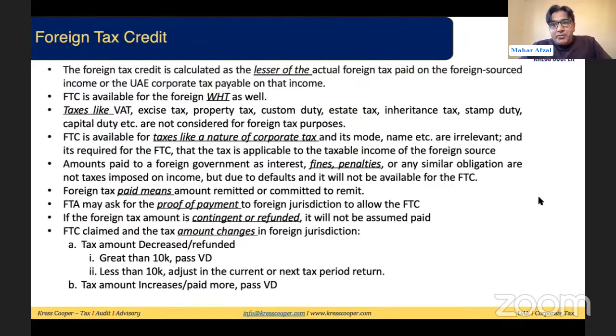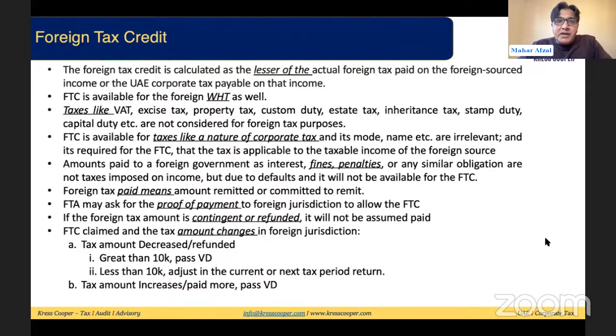These are some very important provisions related to the foreign tax credit. We always need to consider these provisions while claiming the foreign tax credit. The foreign tax credit is the lesser of the amount actually paid outside the UAE on the foreign source income and the tax due on the foreign source income. You can claim the foreign tax credit on the withholding tax as well.